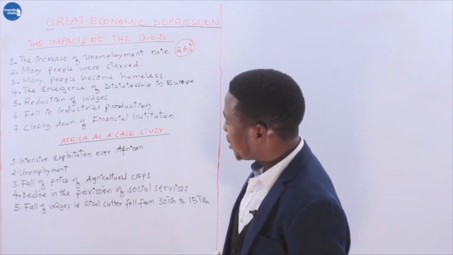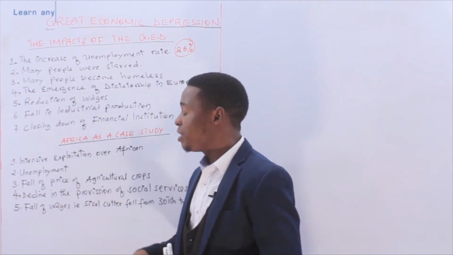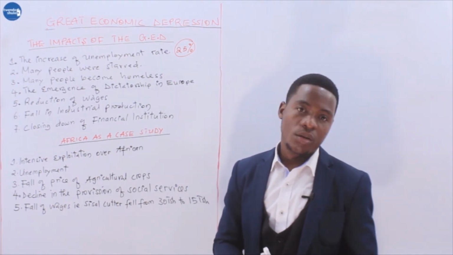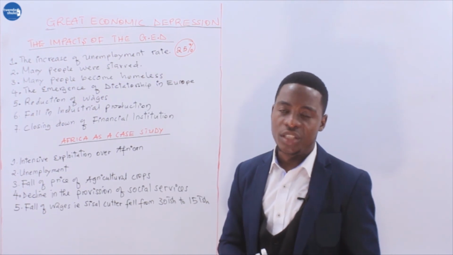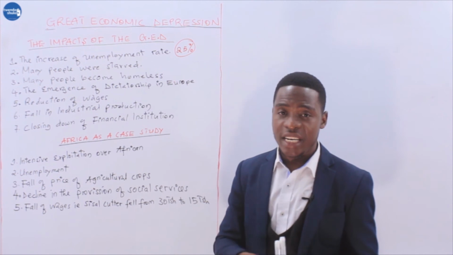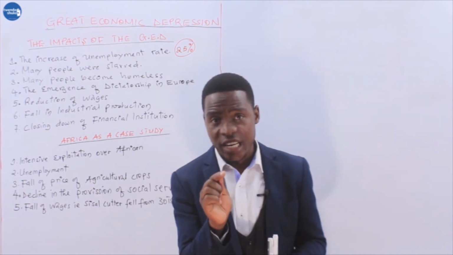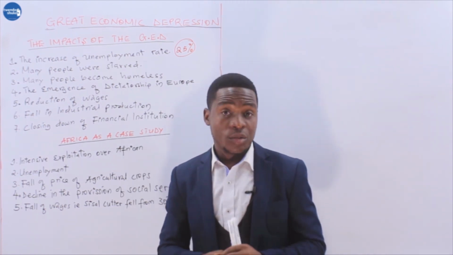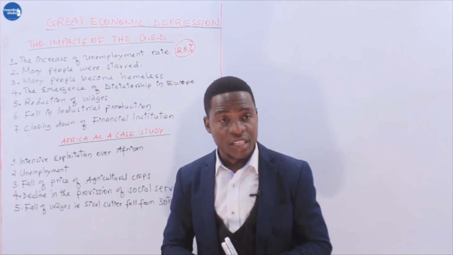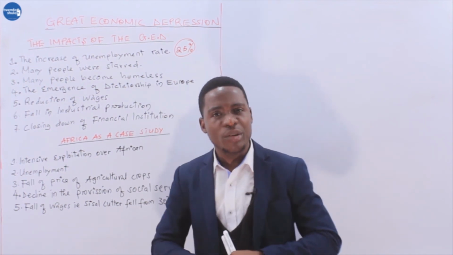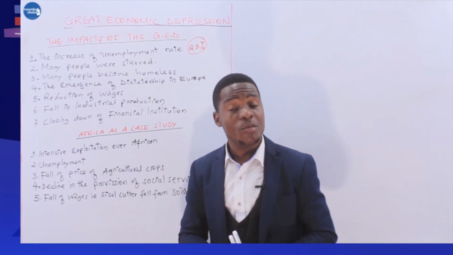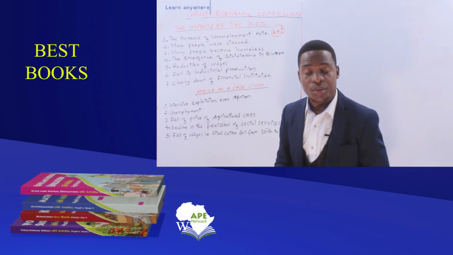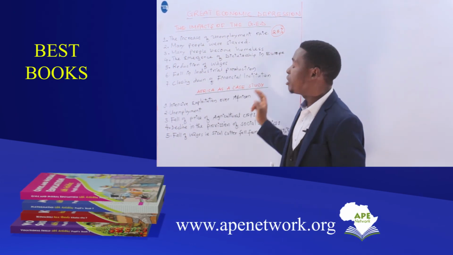Another impact of the Great Economic Depression was the closing down of financial institutions. Remember, when we were discussing the causes of the Great Economic Depression, we discussed the failure of speculators to return loans to the financial institutions. So the financial institutions, including banks and insurance companies, suffered from economic malnutrition. They were unable to run themselves. They were unable to lend loans to other people. So most of the financial institutions were closed.